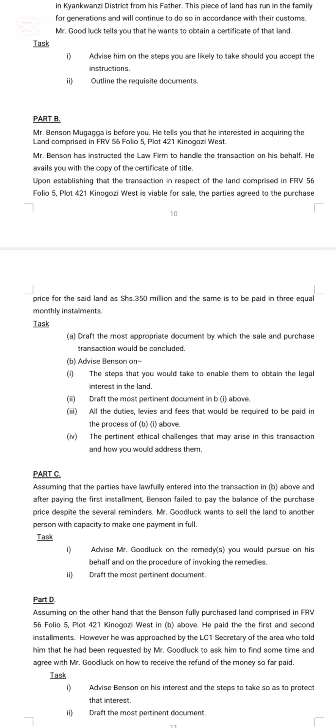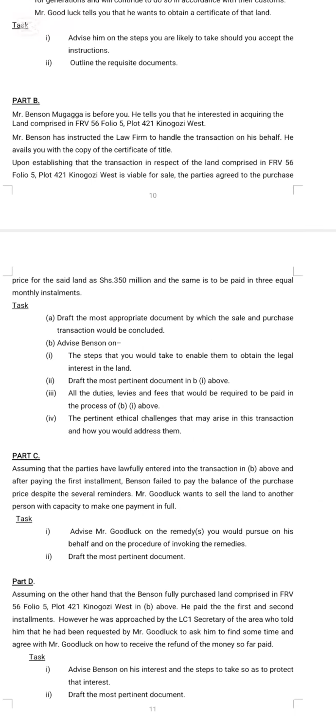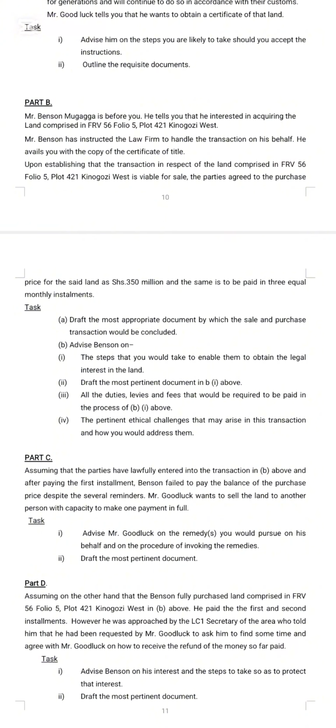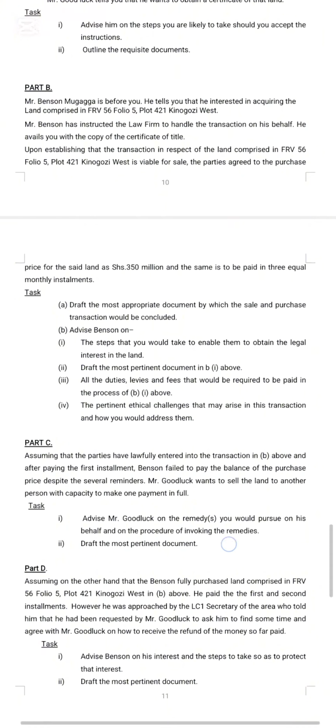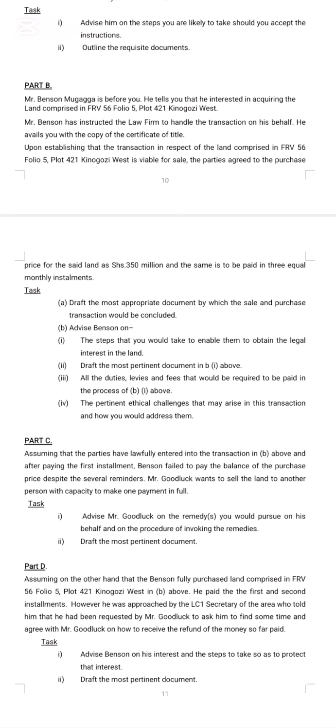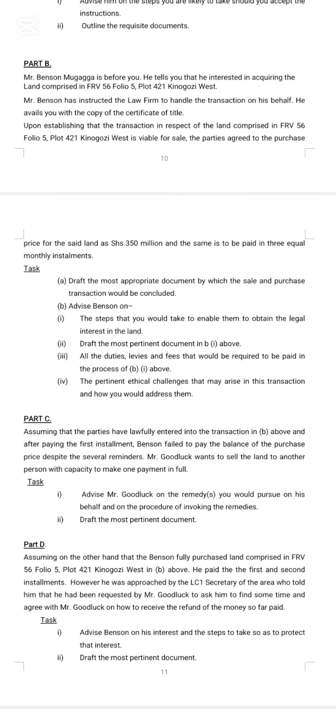Then part B, Mr. Benson Mgaga is before you. He tells you that he's interested in acquiring the land comprised in the folio, that is freehold. Mr. Benson has instructed you, the law firm, to handle the transaction on his behalf. He avails you with a copy of the certificate of title.